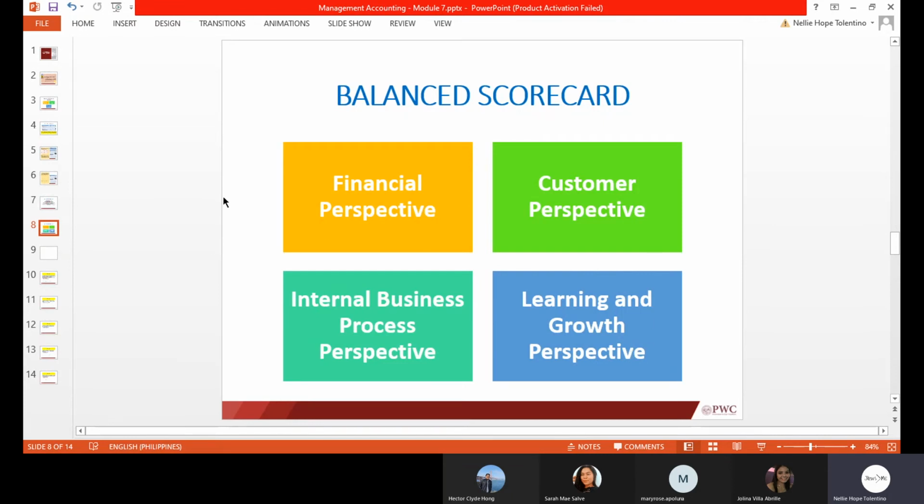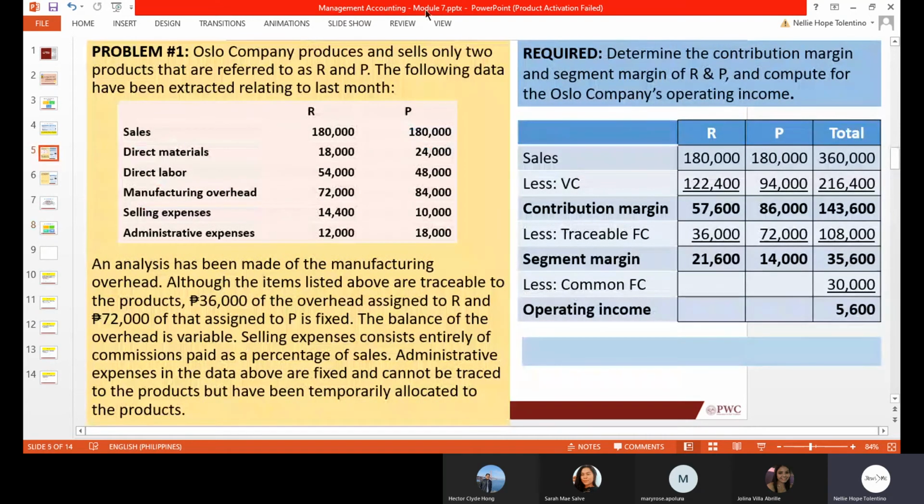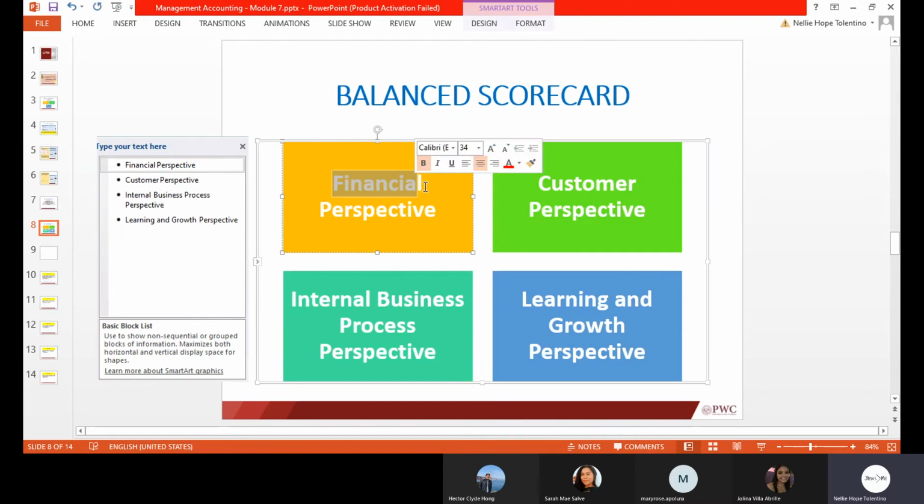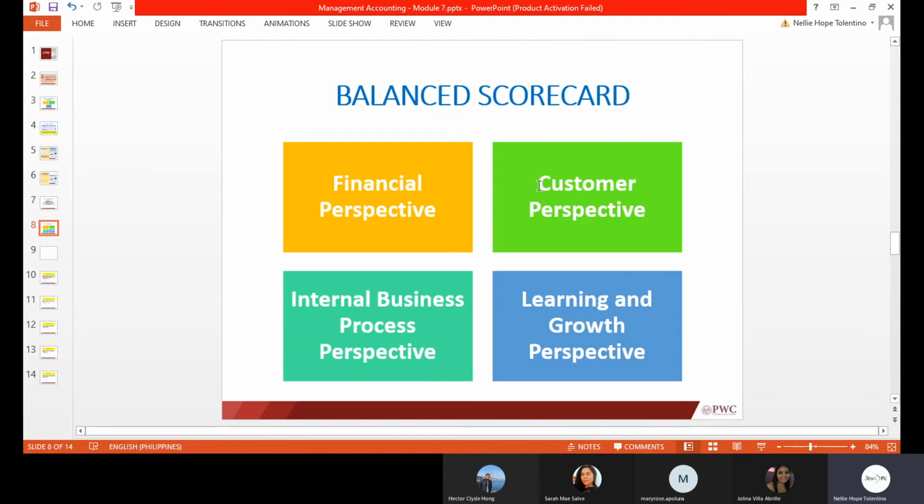So, as an overview lang, bigyan ko kayo ng overview. Ang financial perspective has something to do about this one. Itong ginagawa nating pagme-measure ng mga contribution margin, segment margin, this is actually a manifestation of the financial perspective of the Balanced Scorecard. Kasi nga, from the word financial. Now, customer, from the word customer, yung side ng customers natin, kumbaga, ng sales natin. Kasi 'di ba, we can only have sales from the customers. So, yung perspective nila kino-consider din sa Balanced Scorecard.